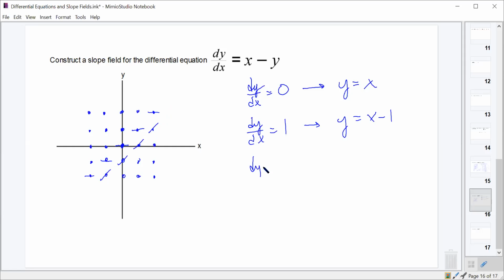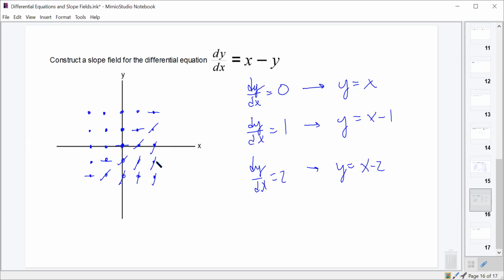What about when dy dx equals 2? What would y equal? X minus 2. Okay. So that'd be down, well, that was way too steep. That'd be down here. And what about when dy dx equals 3? It's going to be down here, a little bit steeper, and down here a little bit steeper. It's just going to keep getting steeper as we follow these lines in this direction. Everybody agree with that?